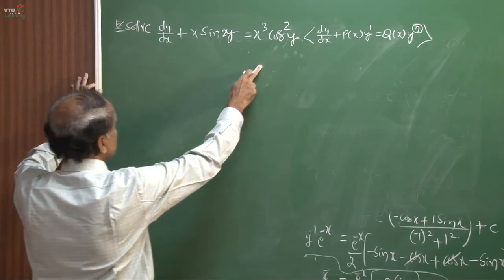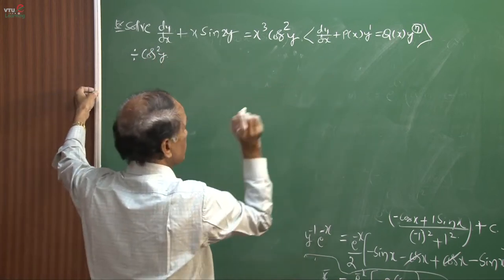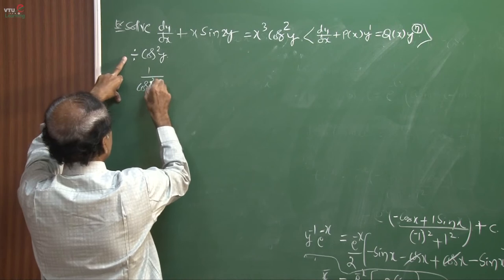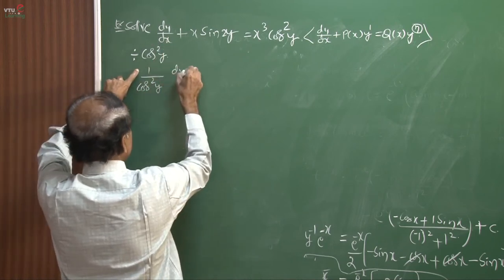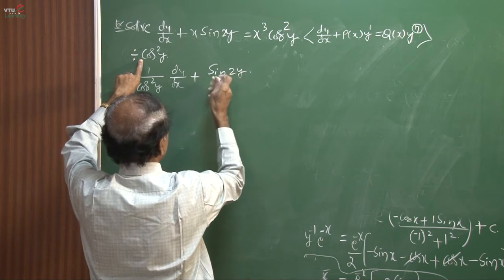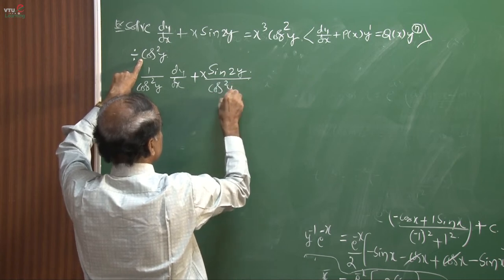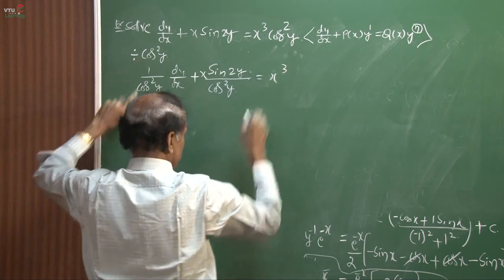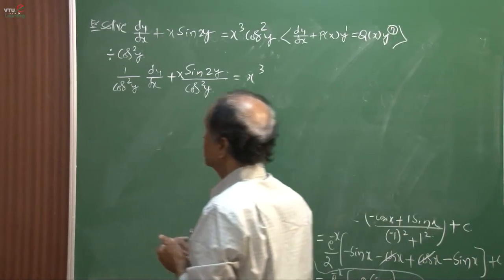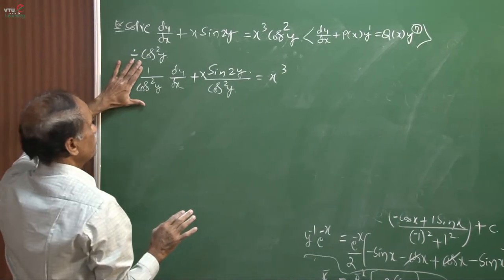Therefore, first you have to remove this cos square y. So, divide by cos square y, because you have to compare with the standard form, leaving the term q of x on the right side. First, I will do this job. 1 divided by cos square y and dy by dx plus x into sin 2y divided by cos square y, because you are dividing that term, equal to x cube. Understand each step carefully, because the trigonometric formula is going to help us to cancel the term, otherwise it won't be cancelled. Now, this is 1 by cos square, right?